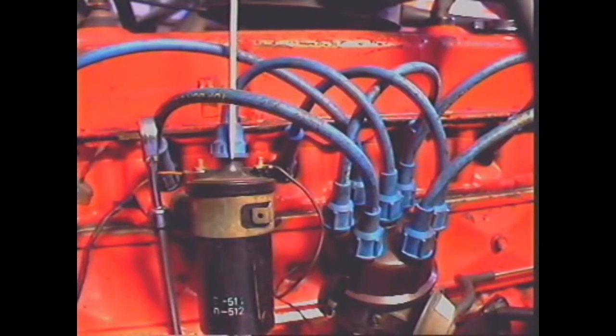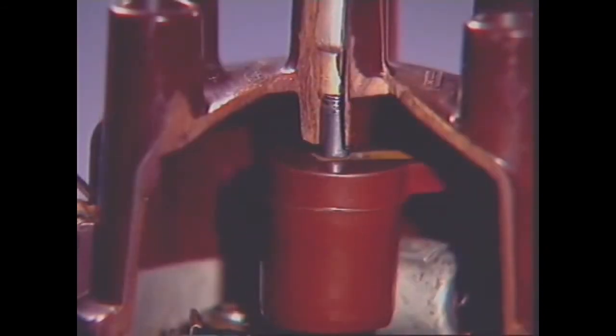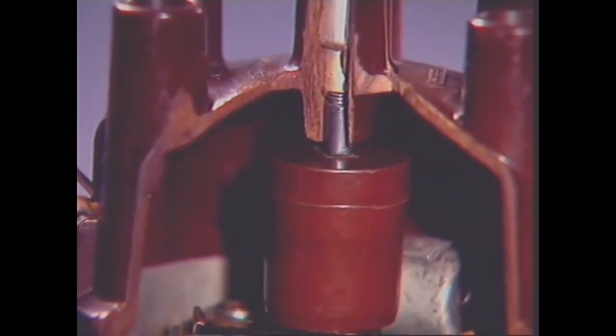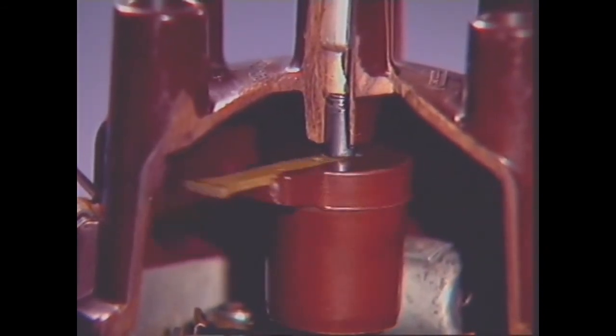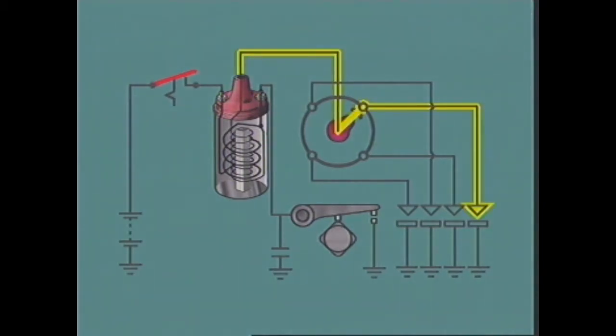The central coil terminal is then connected by a high tension lead or cable to the center terminal of the distributor cap. A spring-loaded carbon brush connects the terminal to the center of the rotor arm or button. This ensures contact is made with the rotor arm at all times, even when the engine is running. As the rotor arm rotates, it lines up with the segment inside the distributor cap, which leads to the spark plug for that cylinder.